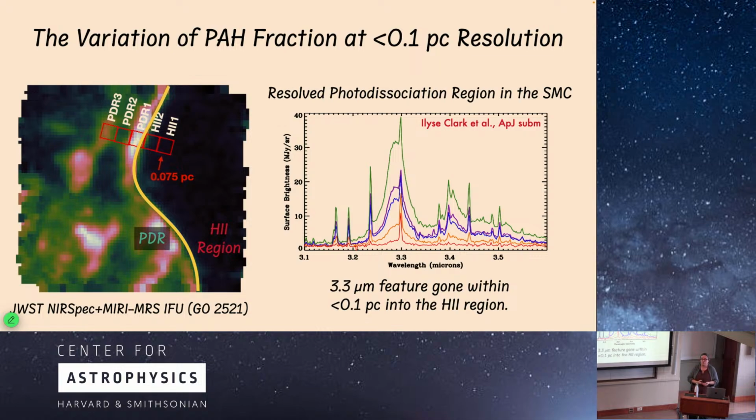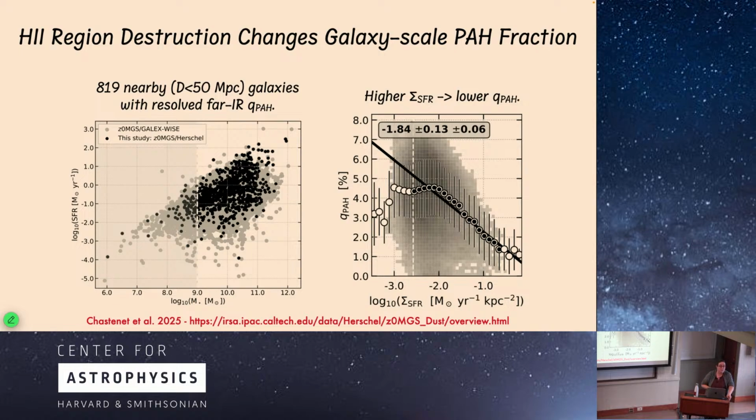This boundary is sharp. And also, when we look at nearby galaxies and we see every H2 region has a little dip in the PAH fraction, it means that this is happening quickly. So whatever the mechanism is that's destroying them is a rapid thing. And it also affects things all the way to the kiloparsec and galaxy scale.